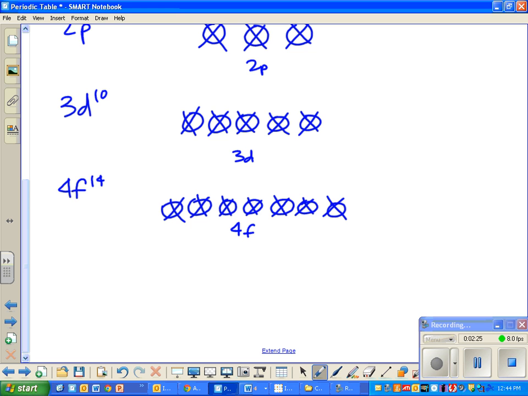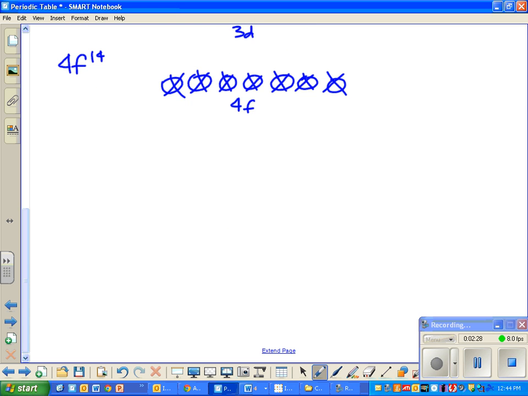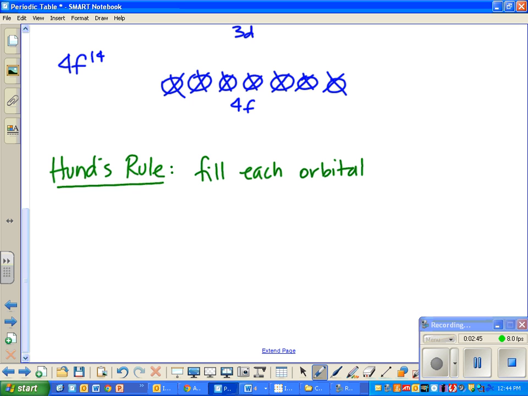There are 2 rules to this. The first is called Hund's rule. Hund's rule states that you need to fill each orbital with 1 electron before they double up with 2 electrons.